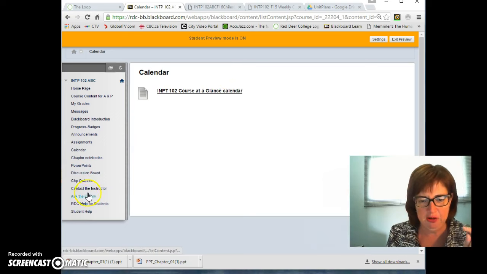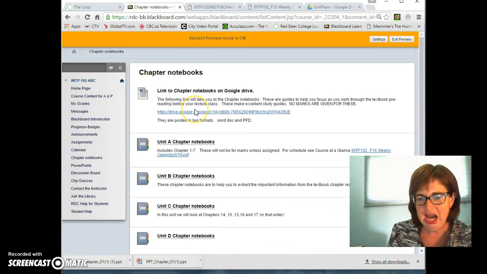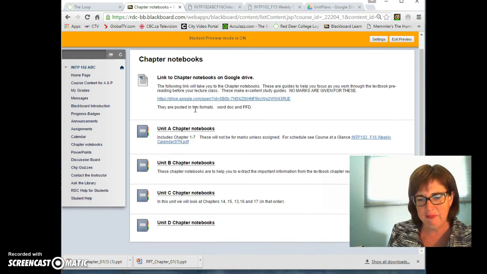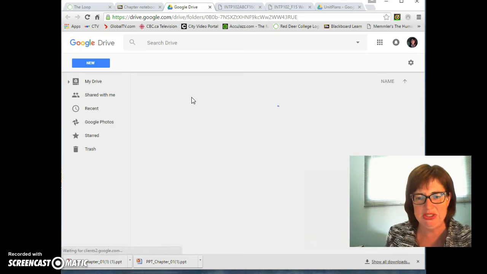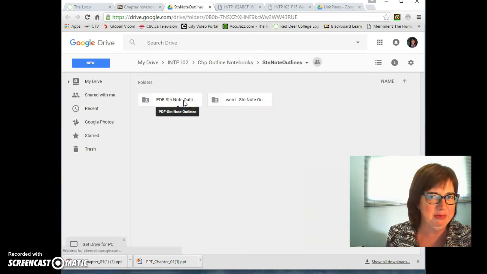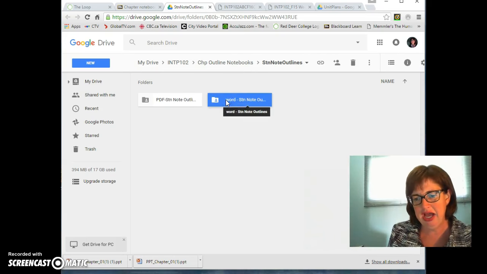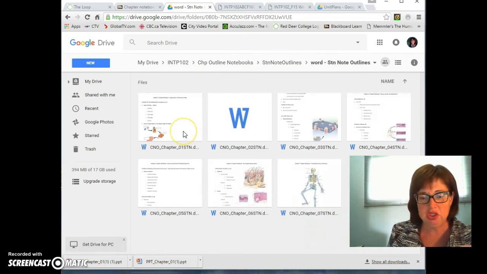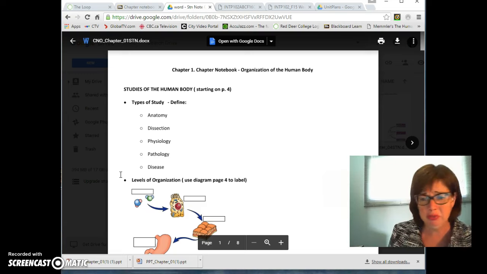Now, you can be prepared using what I call chapter notebooks. The chapter notebooks are found in the section marked chapter notebooks. Now, the chapter notebooks, I've posted them per unit. If you are a Google Drive person and you like to download things, here is an easy way to download them. Now, with Google Drive, they can come in PDF forms. PDF forms are good if you have a Mac or if you want to print them up and write on them. You can also have a Word version. Word versions, you can actually write on the document or you can print it up, whatever you wish.